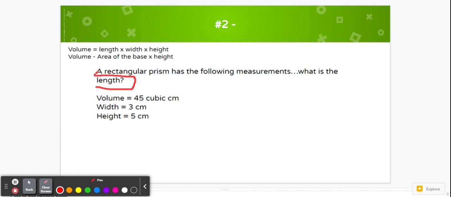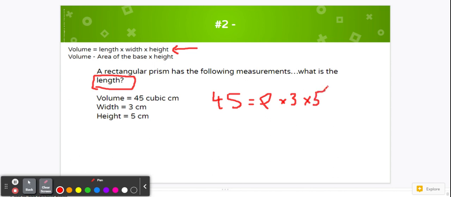missing length. Well, we're going to use the same equation. Volume equals length times width times height. Let's plug in what we know. In this case, we know volume is 45. We don't know the length, so I'm going to keep it as L. We know the width, that's 3. We know the height, and that's 5.